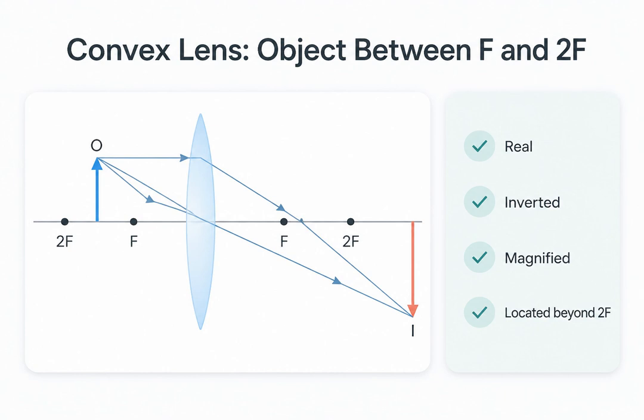The rays now physically converge on the other side of the lens. This forms a real image that can be projected onto a screen. The resulting image is inverted, magnified, and located beyond the 2F mark. This is the optical principle used in film and slide projectors.